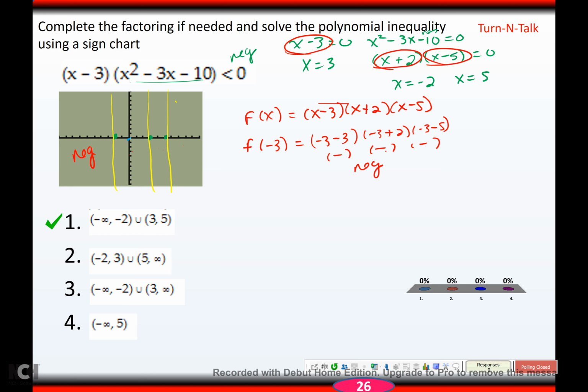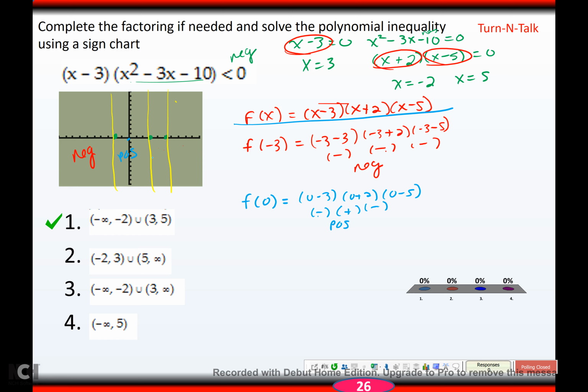So I'm going to pick something in between. I'm going to pick 0. So I'd have 0 minus 3, 0 plus 2, 0 minus 5. So I'm plugging it into here. That's going to be negative, positive, negative. A negative times a positive is negative, times a negative is a positive. So this section is positive.